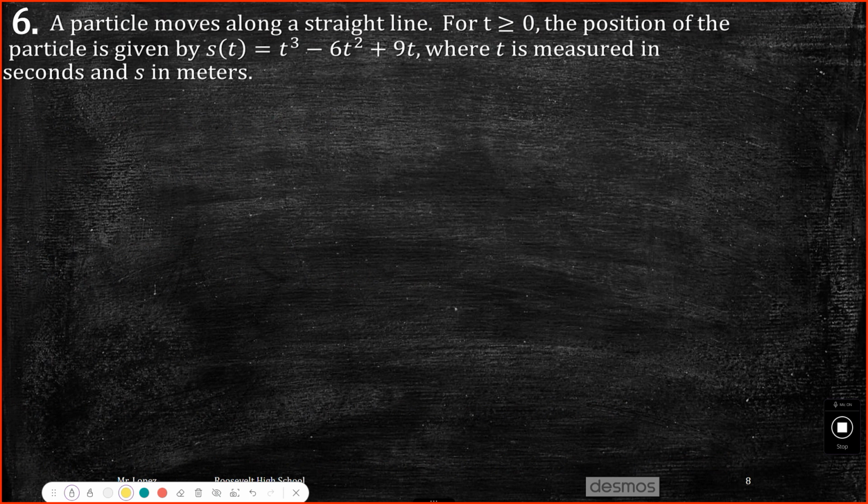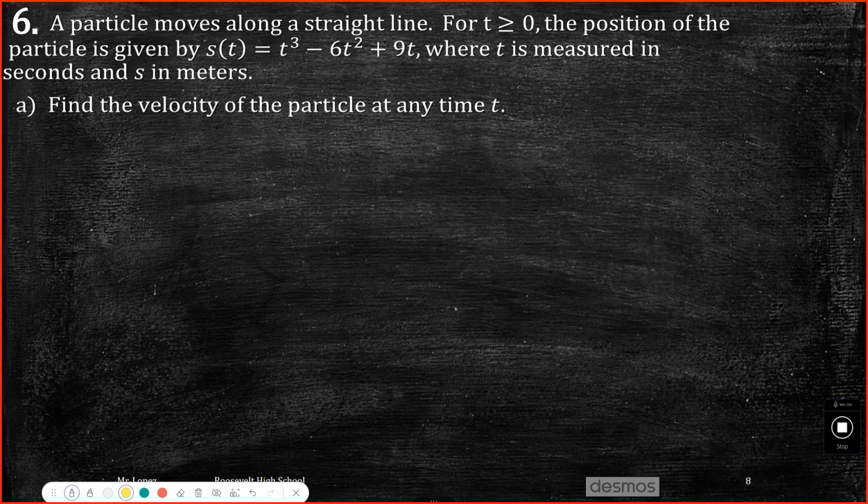A particle moves along a straight line for t greater than or equal to 0. The position of the particle is given by this third degree function, where t is measured in seconds and s in meters. Find the velocity of the particle at any time t.